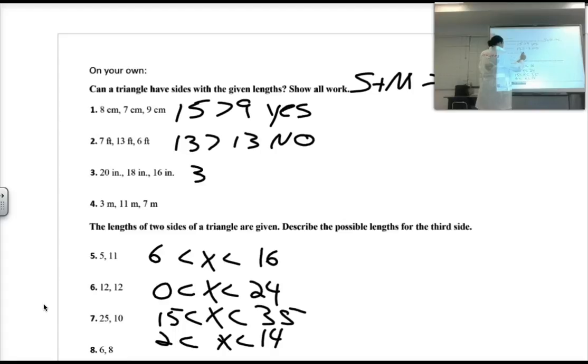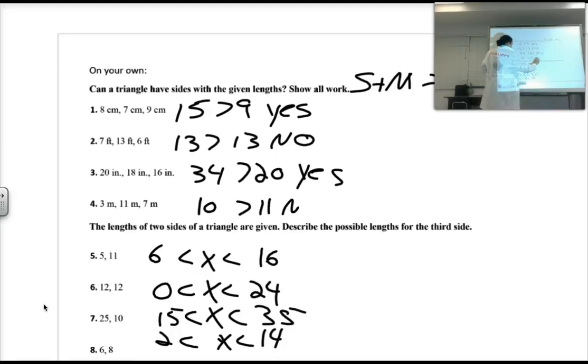3 is going to be 34 greater than 20, so that would be a yes. And then you should get 10 is greater than 11, which is a no. So that one doesn't work, and then that one doesn't work. Down here for the range of the third side.